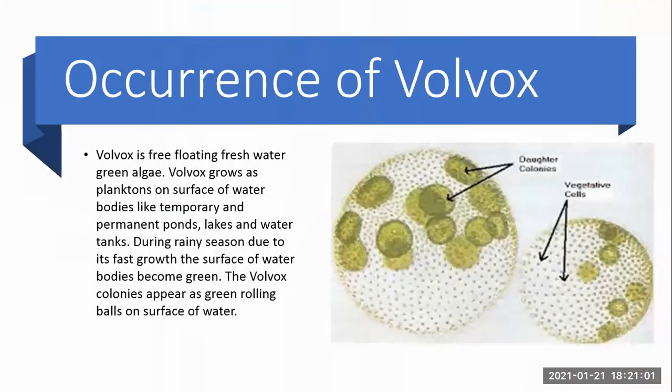Now the occurrence of Volvox. Volvox is a free-floating freshwater green alga. Volvox grows as plankton on the surface of water bodies like temporary and permanent ponds, lakes, and water tanks. During the rainy season, due to its fast growth, the surface of water bodies becomes green. The Volvox colonies appear as green rolling balls on the surface of water.